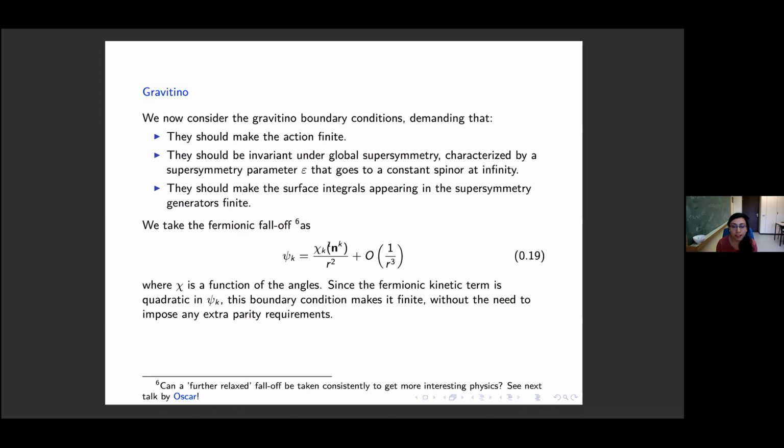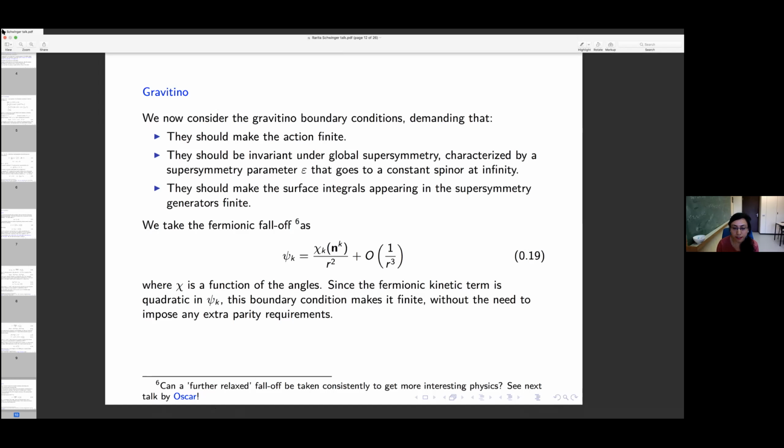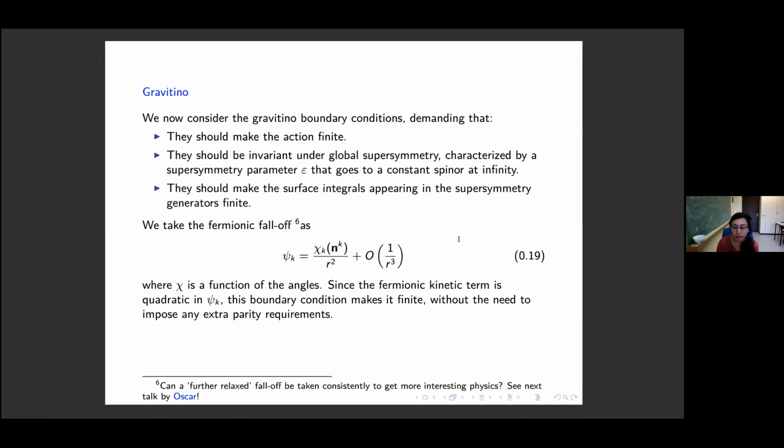So anyway, returning to our 1 by r squared fall-off, first of all, we can immediately see that the kinetic term is finite using this fall-off because the kinetic term is quadratic in fermions. So the integrand goes as 1 by r to the power 4 and the volume element is dr r squared. So this boundary condition makes the kinetic term finite without the need to impose any extra parity requirement.